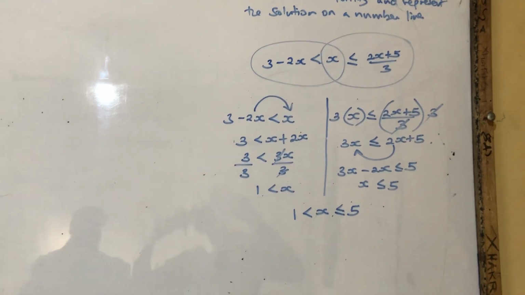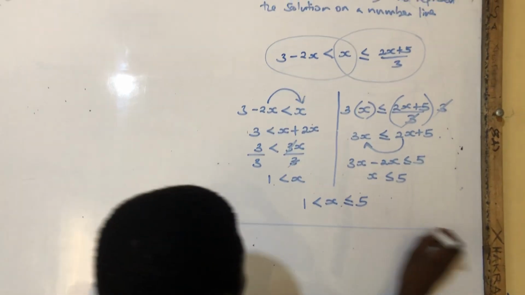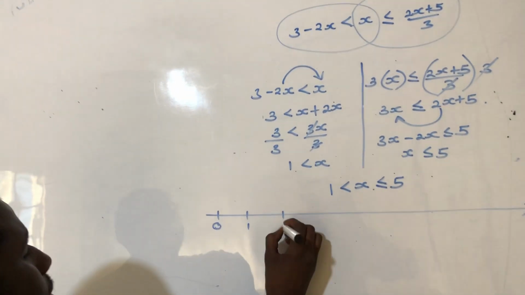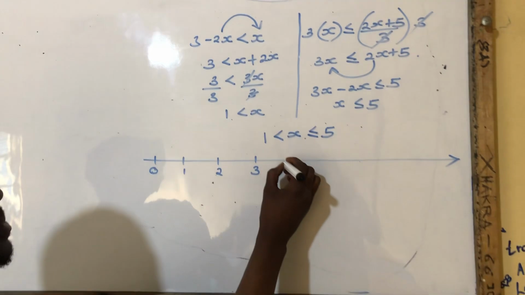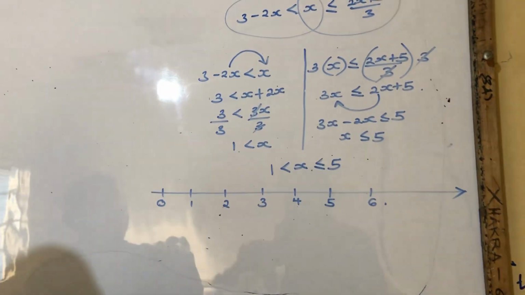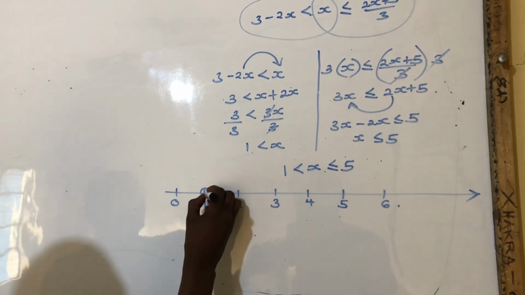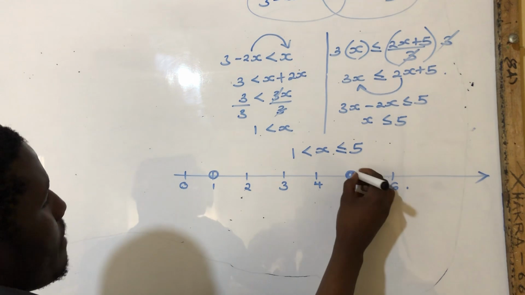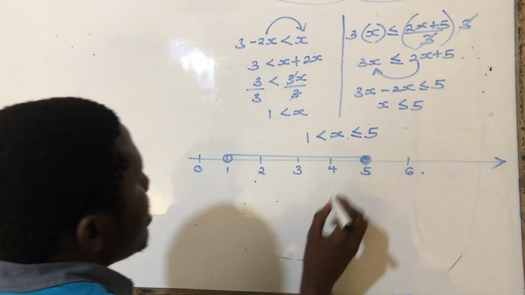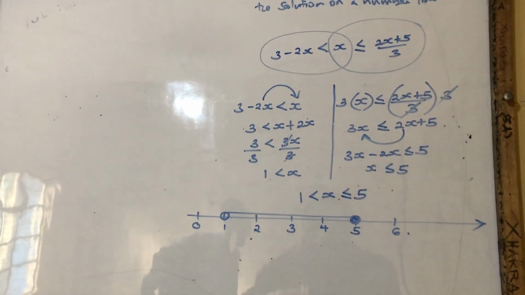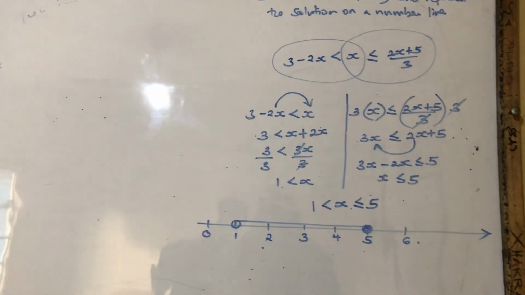How do we then represent this in a number line? In a number line, we will have 0, 1, 2, 3, 4, 5, 6. At 1, we'll use a dot that is not shaded. Then at 5, we'll use a shaded dot. Then have the 2 points joined like that.